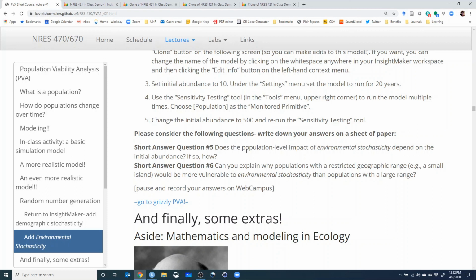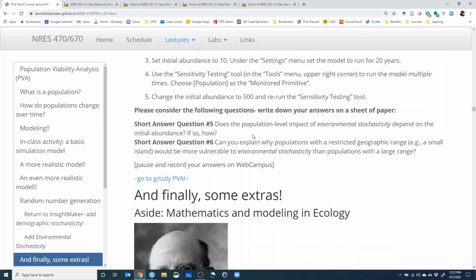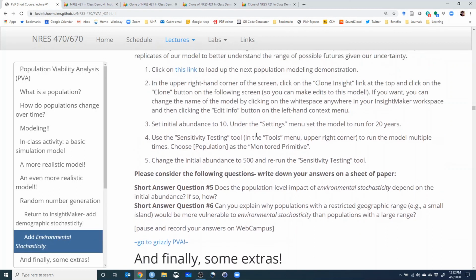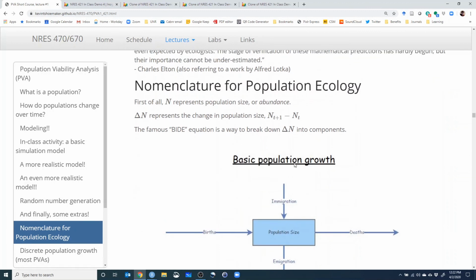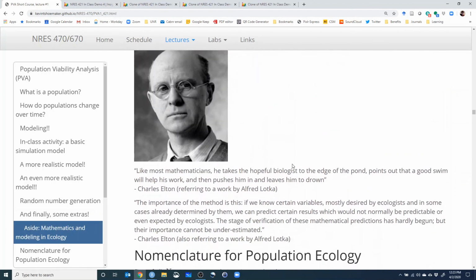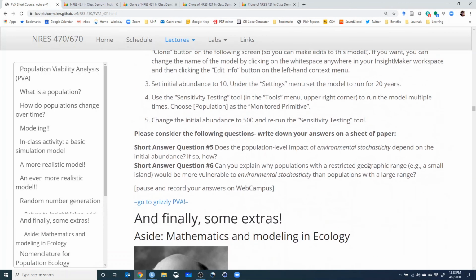All right, so take a minute to record your answers on Web Campus. And I will return in the next lecture to start talking about the Grizzly PVA. But if you want to get some more information about any of these basic concepts of population modeling, feel free to read through all these extra materials at the end of the website. All right, I'll see you in the next one.